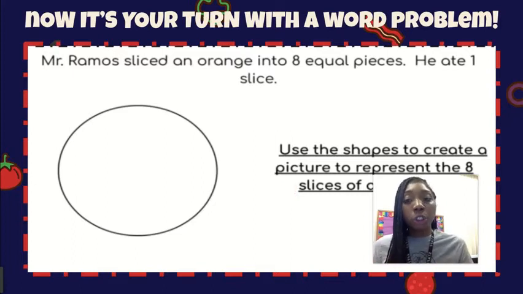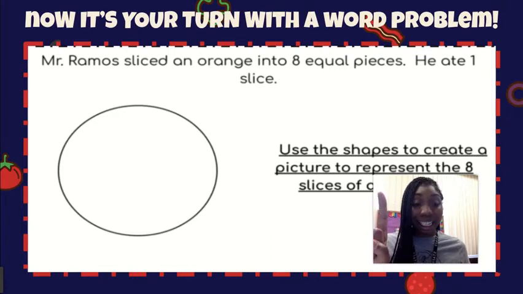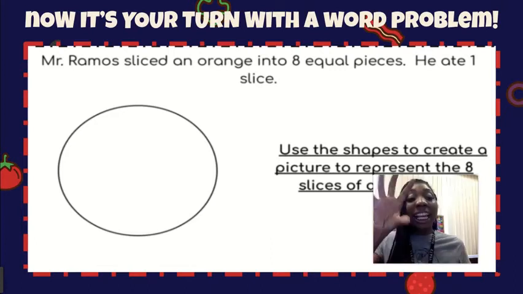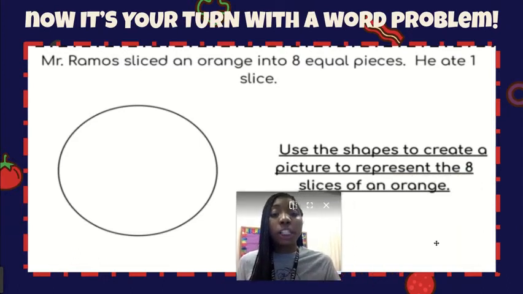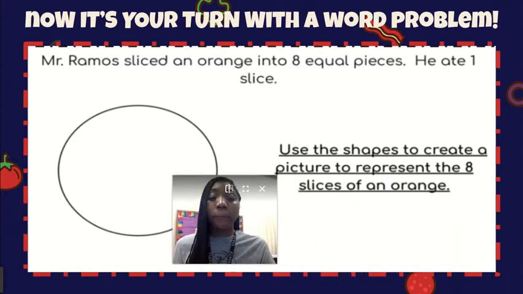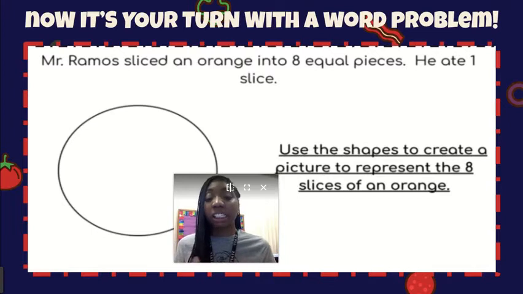I want you to read the word problem and think about how we're going to solve this problem. Mr. Ramos sliced an orange into 8 equal pieces. He ate 1 slice. That's very important. He ate 1 slice out of the 8 slices. You are going to use the shapes to create a picture to represent the 8 slices of oranges.